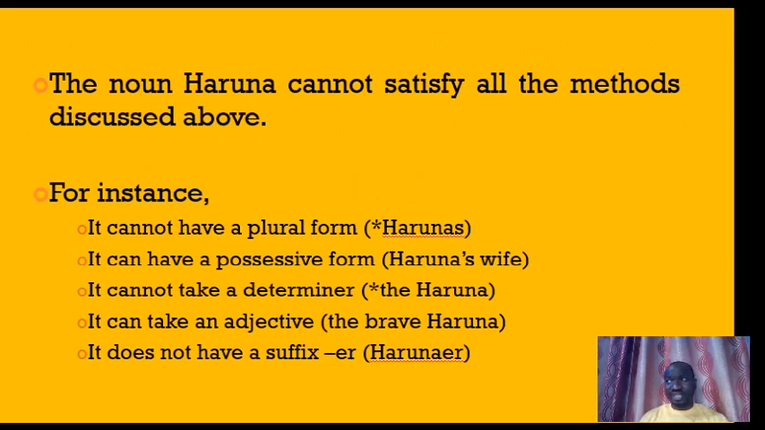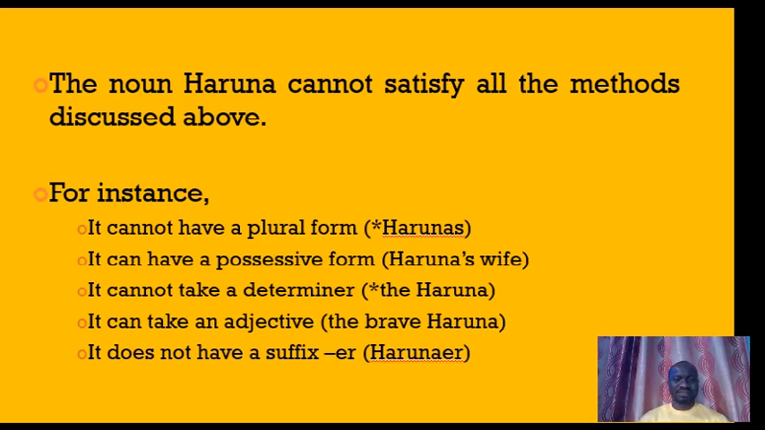So you have to be very careful how you consider such things. The noun Haruna cannot satisfy all the methods discussed above. For instance, it cannot have a plural form. It can have a possessive form, Haruna's wife. It cannot take a determiner, the Haruna.